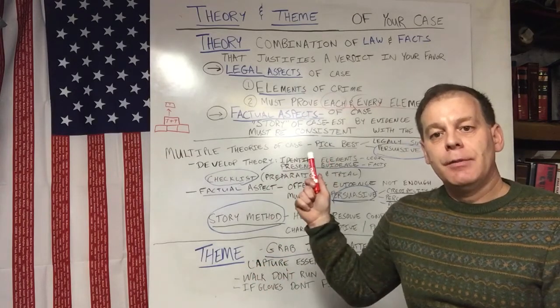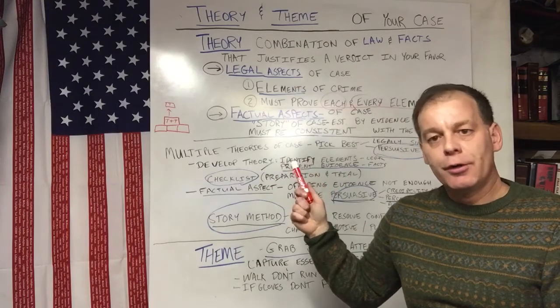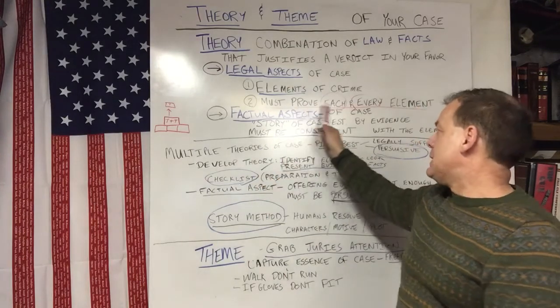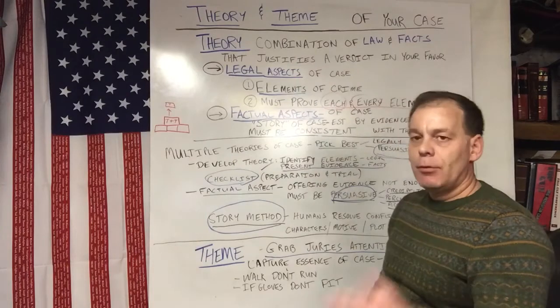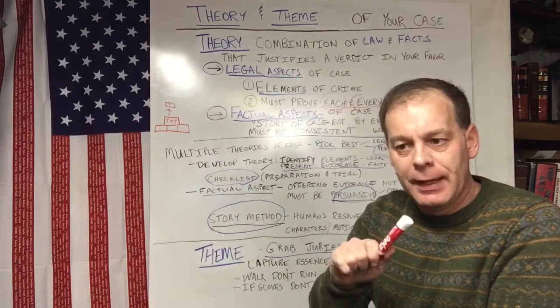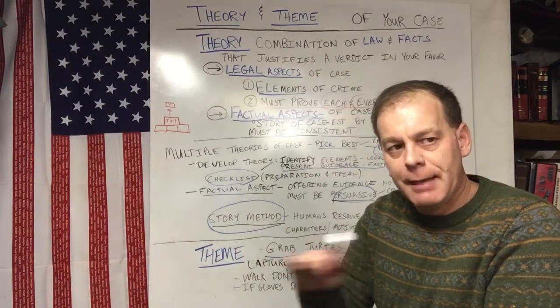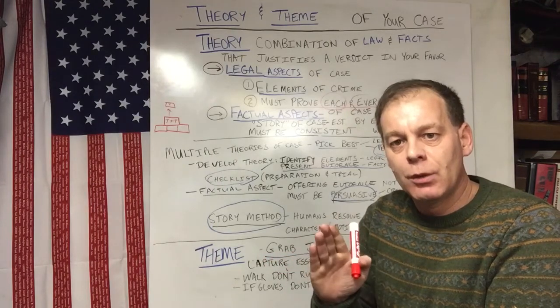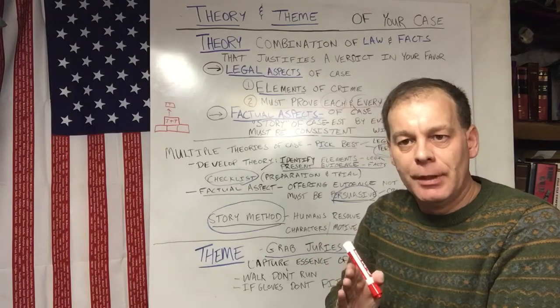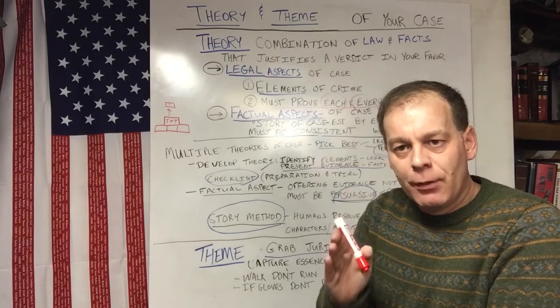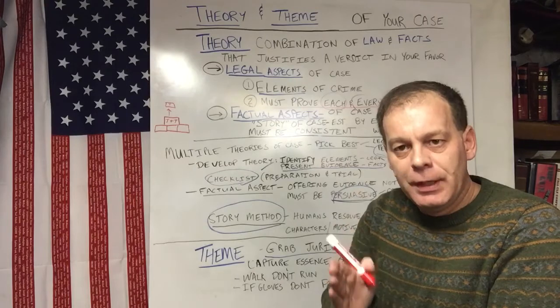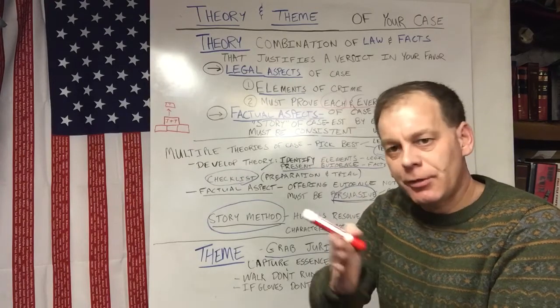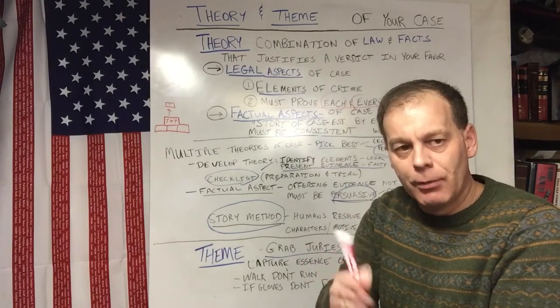But along with the elements, you can't just prove one or two. You have to prove each and every element. Going back to the DUI example, if I only prove that they drank alcohol and that they were incapable of safe driving, but I didn't prove that they actually drove their motor vehicle, I didn't prove each and every element. So to support my legal theory, I have to prove the legal aspects of the case. That's already been established for us. It's in our mock trial book.